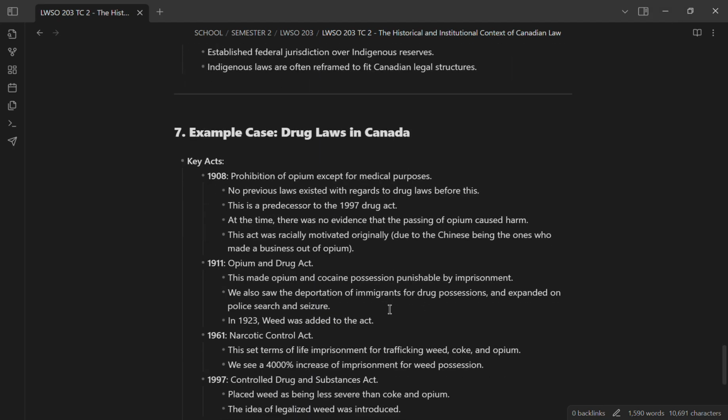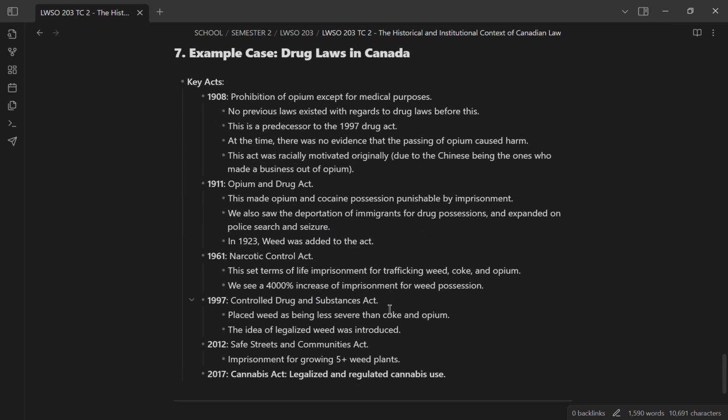We go through a handful of cases here. 1908: prohibited opium except for medical purposes. It was rooted in racism, as was the Opium and Drug Act, which made opium and cocaine possession punishable by imprisonment. In 1923, weed was added to that. 1961, we saw the Narcotics Control Act, which saw life imprisonment for trafficking weed, coke, and opium.